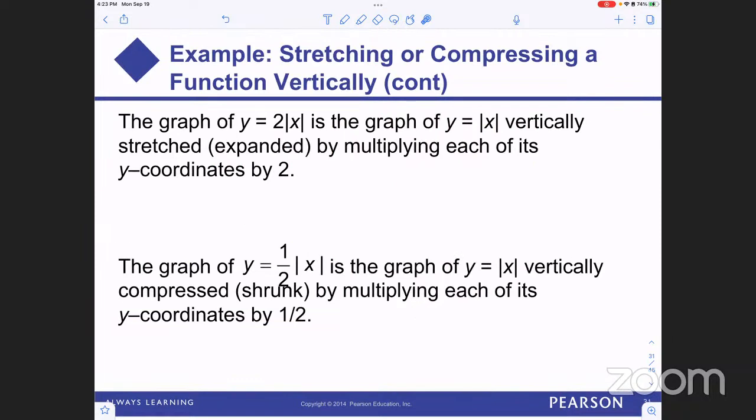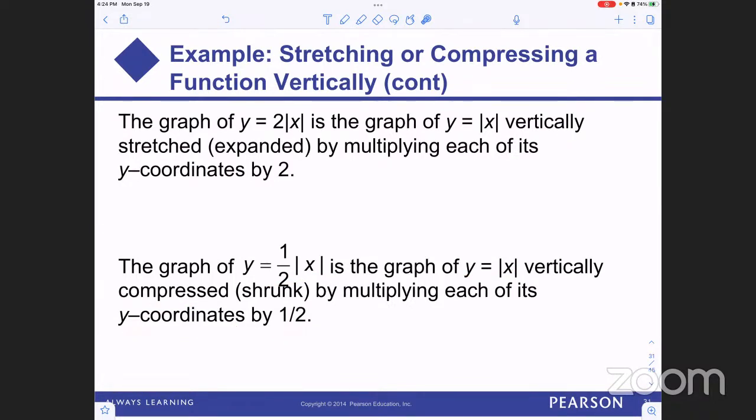So the graph of 2 times absolute value of x is the graph of the basic function vertically stretched by multiplying each of the y coordinates by 2. And then 1/2 times the absolute value of x is our basic function vertically compressed by multiplying each of the y coordinates by a half.